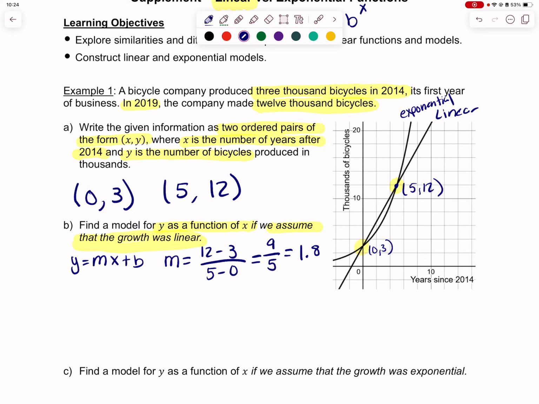The second part for our linear equation that we need is our y-intercept b. We've already been given this from our information, that we have the ordered pair (0, 3), which means that b is equal to simply 3. So now we can write our linear function that would model this bicycle company, to give us y equal to 1.8x plus 3 as our final answer for that.